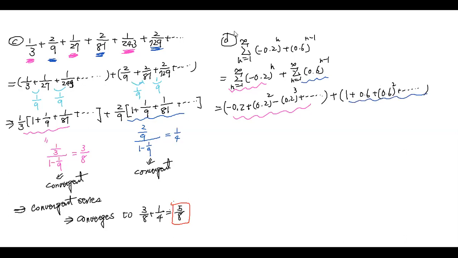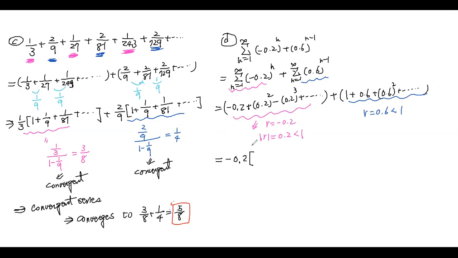Both of them, what type of series are they? Geometric, because in this one r is equal to negative 0.2, but the absolute value of r is 0.2, which is less than 1, so it's convergent. And here, r is equal to 0.6, which is less than 1. So both of them are convergent. Okay, then be very careful here. Because I need the form 1 plus r plus r squared in order to use the geometric series, I need to factor out the negative 0.2.